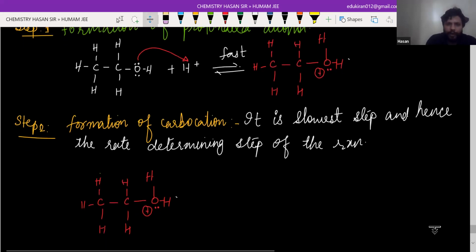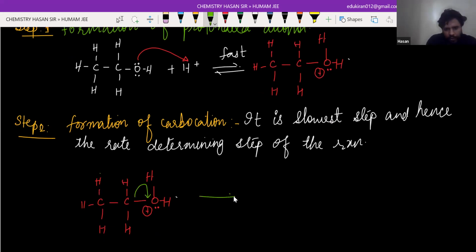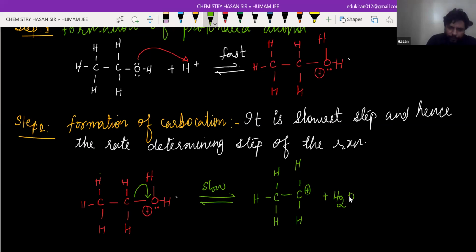Now see what will happen. As I told you, this will be taking electron from carbon in order to stabilize itself. And this is your slow step. Slow step, that means this will be the rate determining step. So we can write CH, H, H, C, H, H. And there is a formation of carbocation, and this becomes H2.